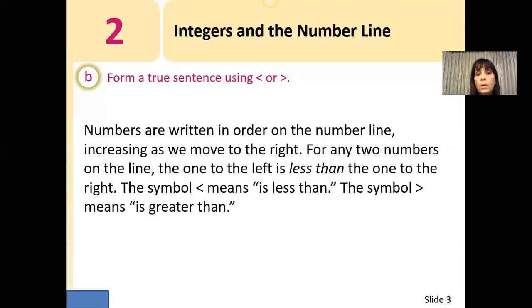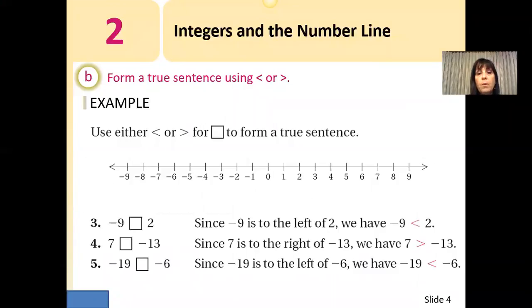Numbers are written in order on the number line as we go from left to right. For any 2 numbers on the number line, we say that the one on the left is less than the one on the right. So the symbol for less than looks like an arrow pointed to the left. It always points to the smaller number. So if we turn the symbol around, it will be pointing to the smaller number again, and we would call that greater than.